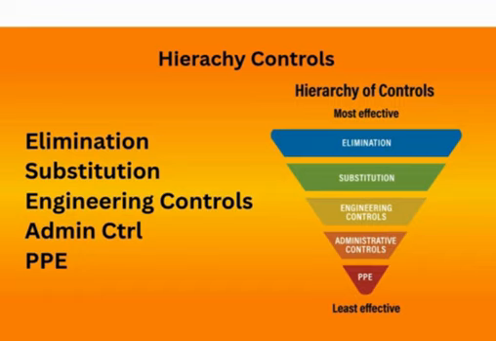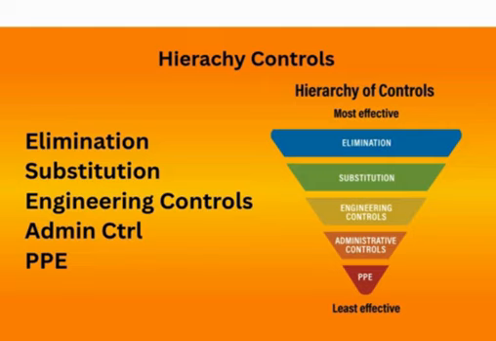The first and most effective control is elimination. This means completely removing the hazard from the workplace. If there is no hazard, there is no risk. The second is substitution. This involves replacing a hazardous process or material with something less dangerous. The third is engineering controls. These are physical changes to the workplace, such as installing guards on machines, using ventilation systems, or isolating hazardous areas.